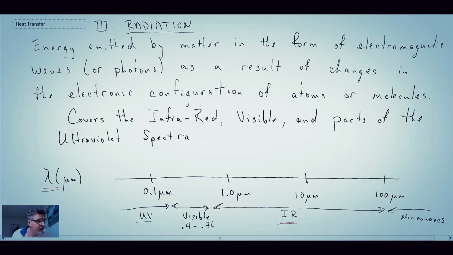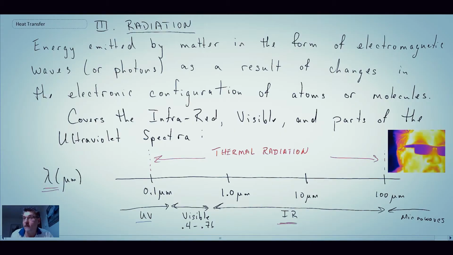Now, thermal radiation, you could say, goes anywhere from about 0.1 microns up to about 100 microns. So this is where thermal radiation exists, or is radiation heat transfer. And so visible, obviously, that's what we can see with our eyes. Infrared, that is if we are looking in the infrared spectra.